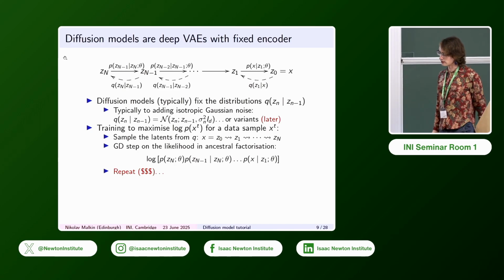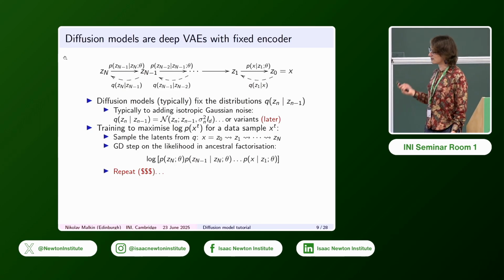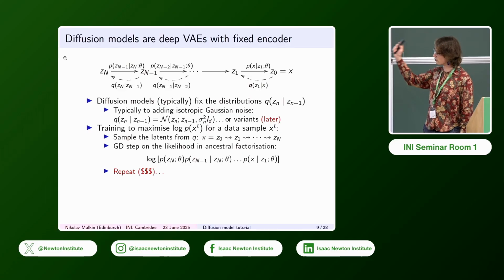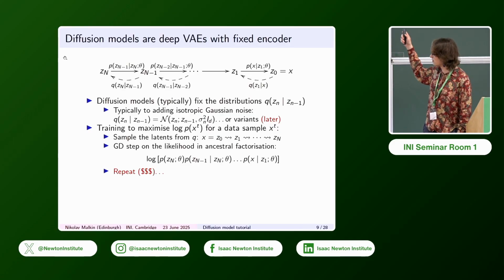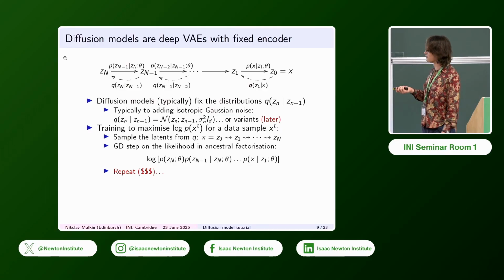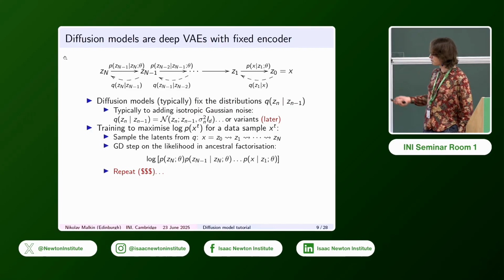So how do we train then? Well, we take a data point x, we sample our Q, so we sample our sequence of noisier and noisier points, and then we take a gradient step on the likelihood of following that same chain in the reverse direction, that's P. And we repeat the gradient steps on many, many data samples, and eventually we get our model.